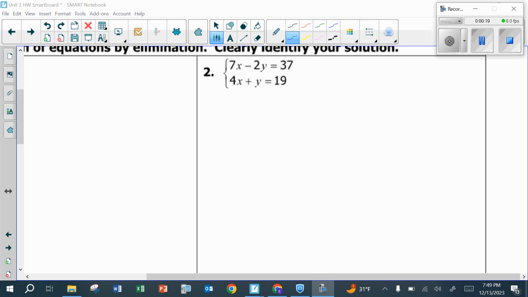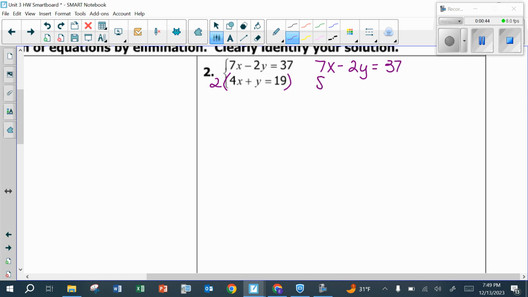So the elimination method, we're going to do that for all of these. You could do the substitution method, but we're just practicing the elimination method. So for this one, y and negative 2y already have opposite signs, so I'm going to multiply the bottom equation by 2, and then I'll be able to eliminate the y variable. Oops, I don't know why I put 7.